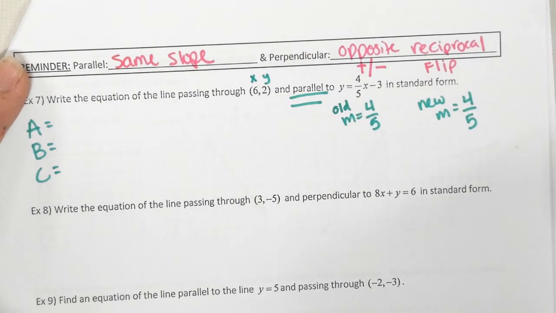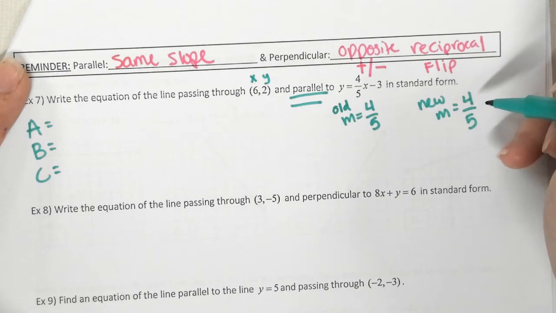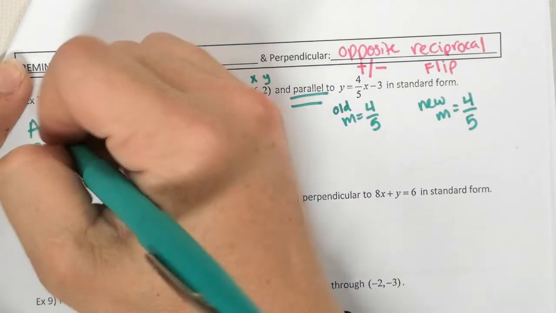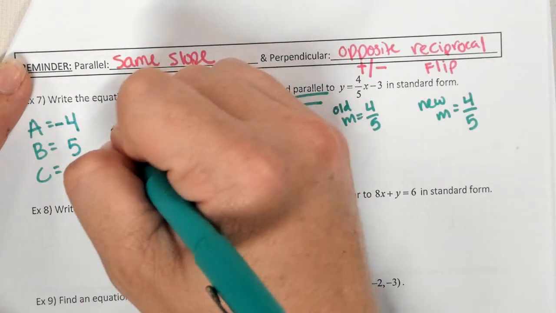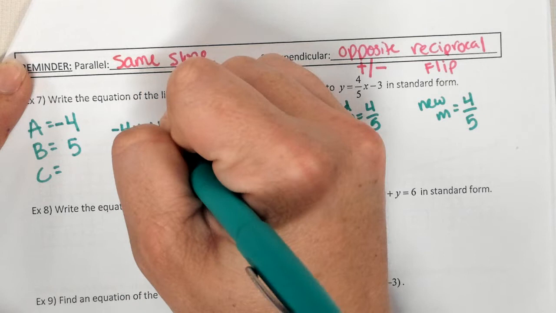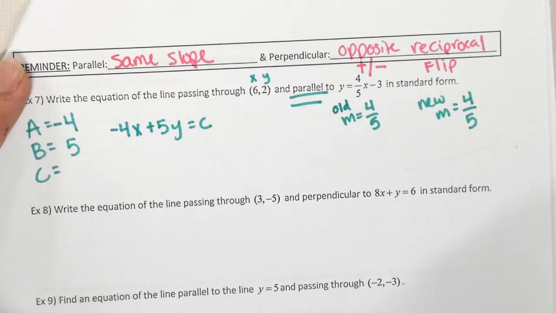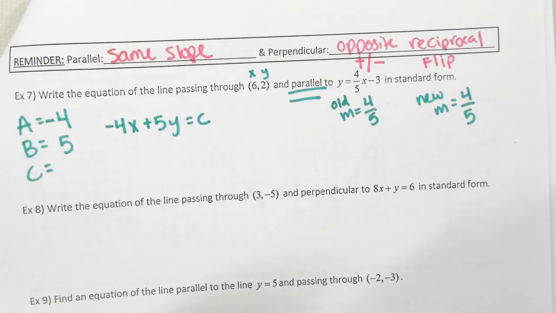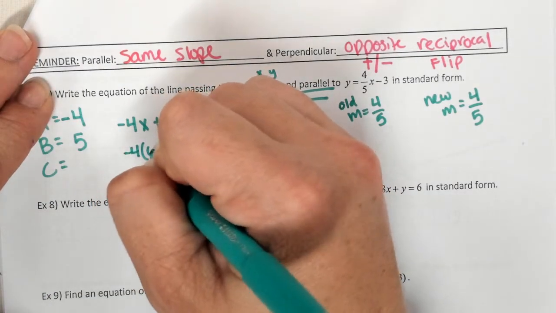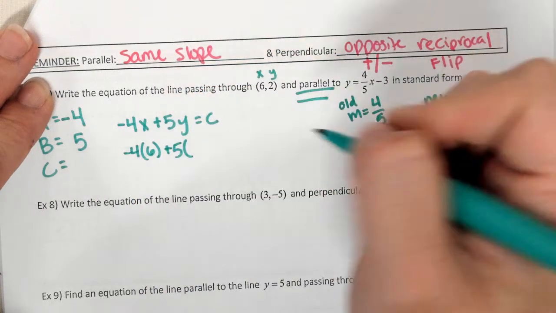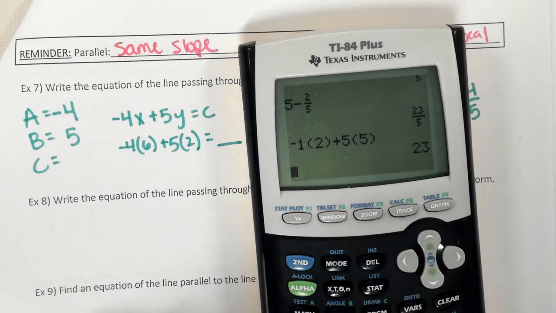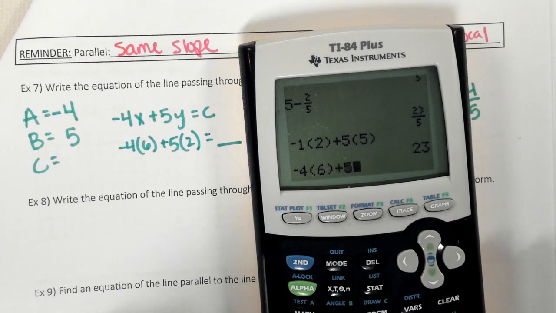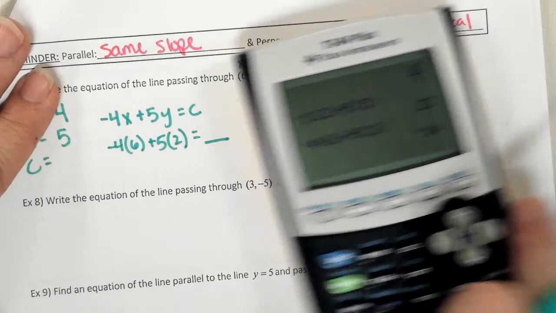Okay, what's the opposite of the top? -4. And B? 5. And we don't know C. So -4x plus 5y equals C. Now are we given a point? Yes, so we're going to plug that point in. So -4 times 6 plus 5 times 2. And whatever that equals is my C. And that gives me -14.